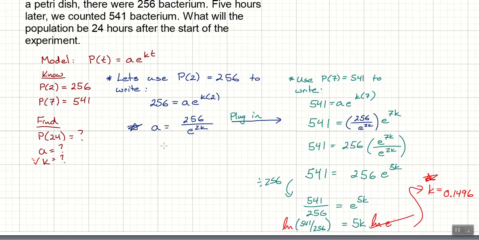So here we go. Using your calculators one more time, you're going to ask it, all right, calculator, what is 256 divided by e to the 2 times 0.1496?